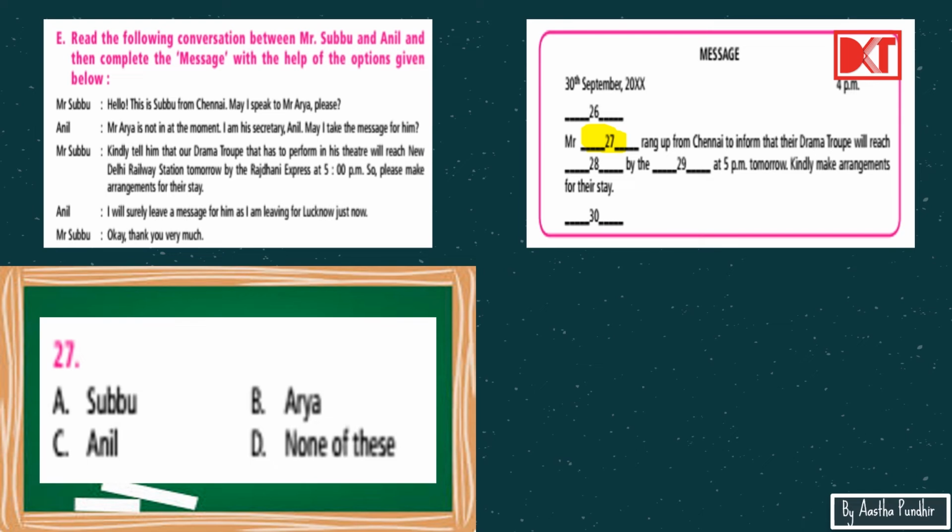Okay, next blank, 27. Mr. dash rang up from Chennai to inform that their drama troupe will reach. Okay, Mr. who? Subbu, Arya or Anil? Who rang up? Mr. Subbu rang up. So Mr. Subbu from Chennai, right? So A. Just be careful of the names. Don't confuse whose message has come, to whom it has to be given, and who has taken it.